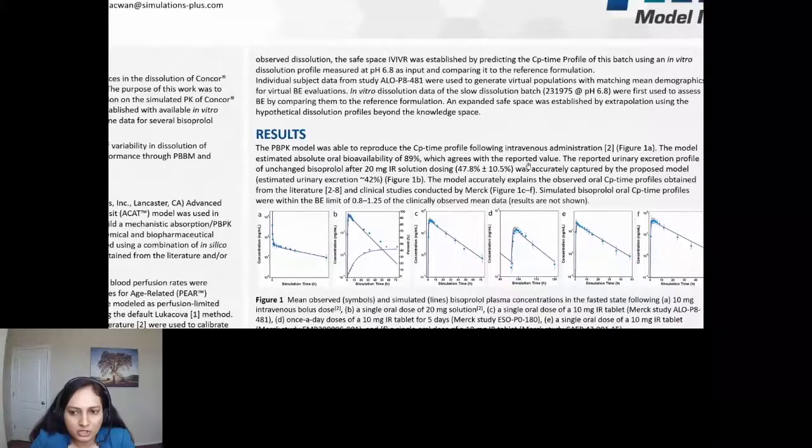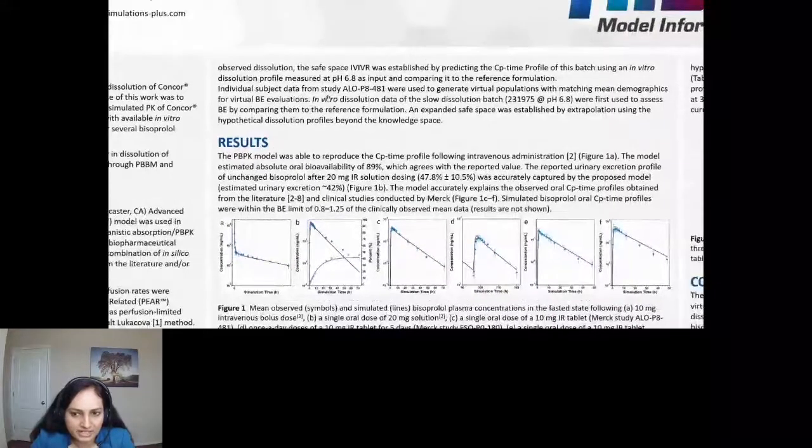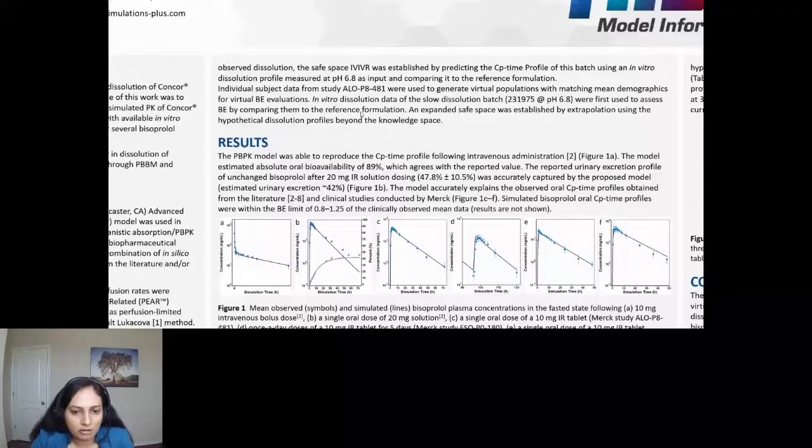In order to build the virtual subjects, we utilized the individual data from the same study, matched the demographic information of the subjects, and created the virtual population. And that virtual population we used to assess the bioequivalence between the slow dissolution batch and the reference formulation, as well as the fast dissolution batch and the reference formulation. And also we used the same population in order to expand the safe space by extrapolating the hypothetical dissolution profile beyond the knowledge space. And we'll talk more about that when I discuss the results of this session.